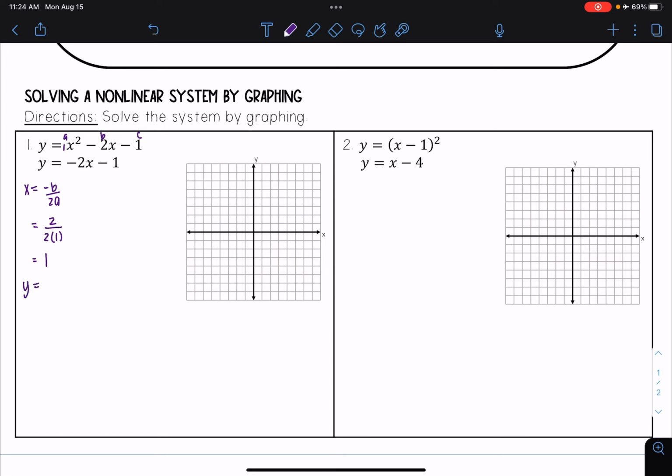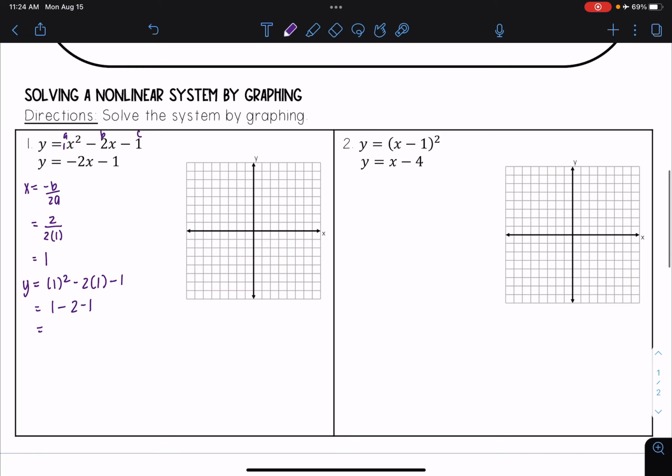To find my y, I just need to plug it back into the equation. So I have 1 squared minus 2 times 1 minus 1. Well, I have 1 minus 2 minus 1. 1 minus 2 is negative 1. Negative 1 minus 1, I get negative 2. So my vertex is at 1, negative 2. So I'm going to go ahead and plot that.